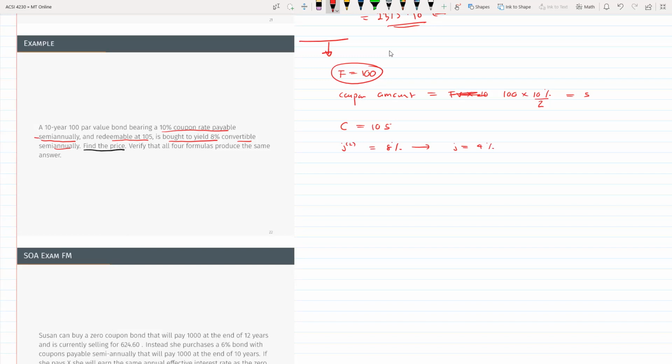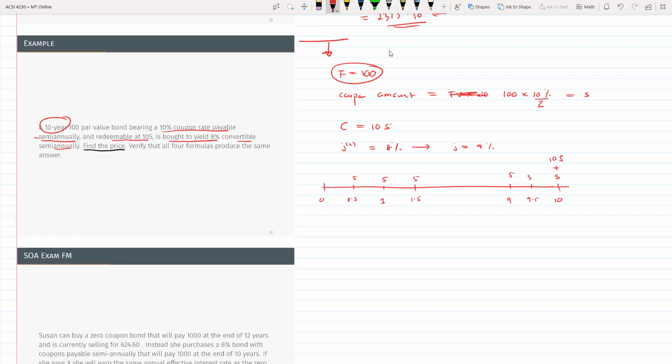Find the price. So let me draw the timeline just to understand how this bond looks. It's 10 years. So you have 0, 0.5. In 6 months, you get $5. 1 year, $5. 1.5. So this continues. And at the end of the 10th year, you get $5 and 105. Okay, so that's how it's looking.